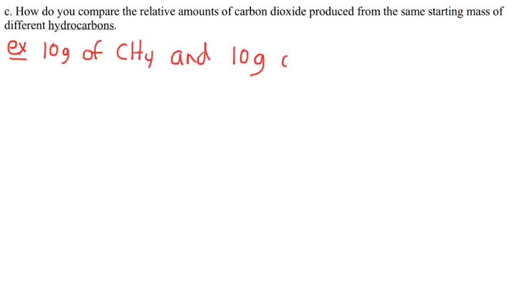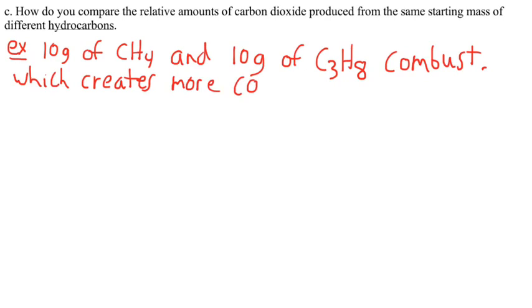So let's say we have 10 grams of 2 compounds, and we know their formulas, and they're going to burn. They're going to combust, like we talked about in class, reacting with oxygen, which creates more CO2. So when we think about this, we're like, oh, the oxygen's coming from the air, the carbon has to come from these compounds. So whichever one has more carbon is going to make more CO2.